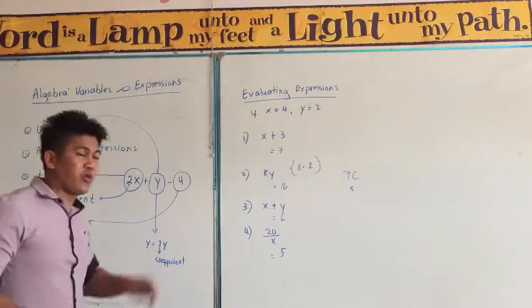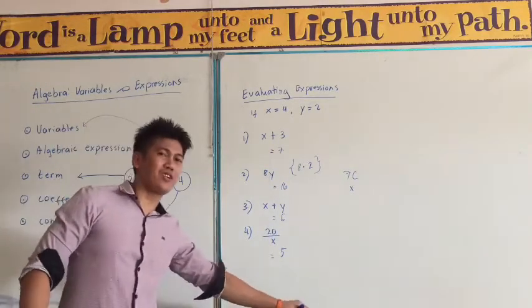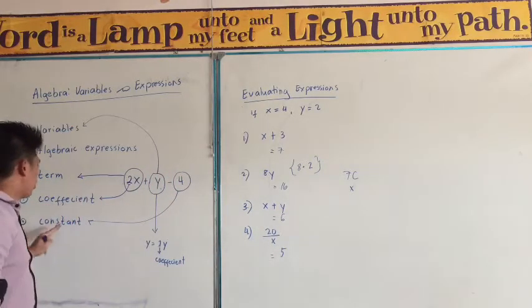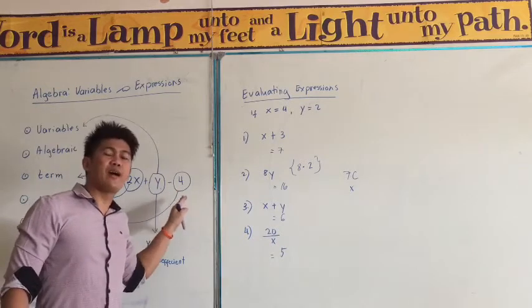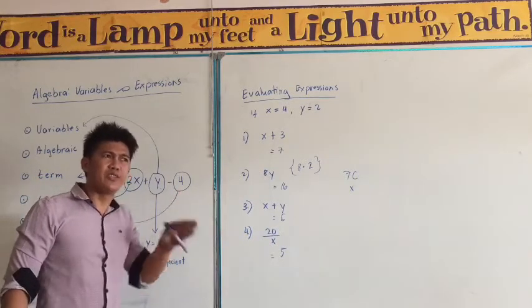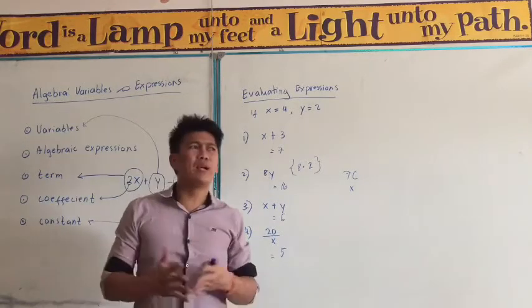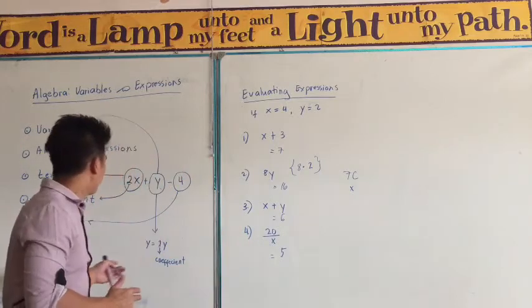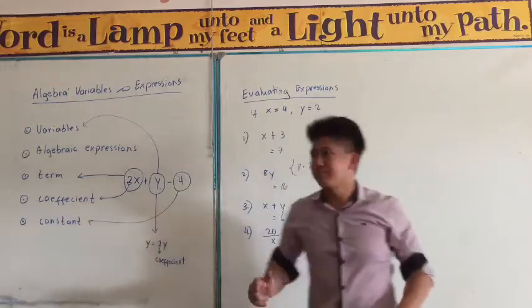So this is a continuation. Next to coefficient is constant. A constant is the only number in an algebraic expression. It means a constant doesn't have a pair, no letters, nothing, only a number. So now, let's proceed with our application.